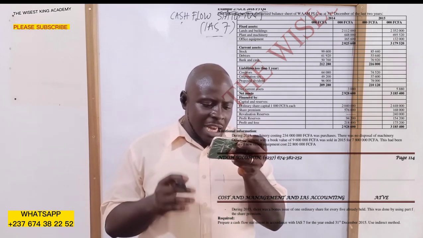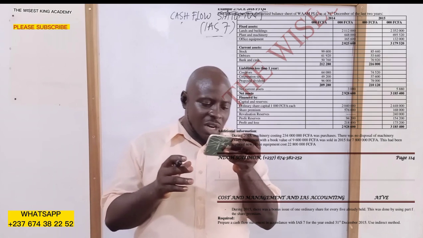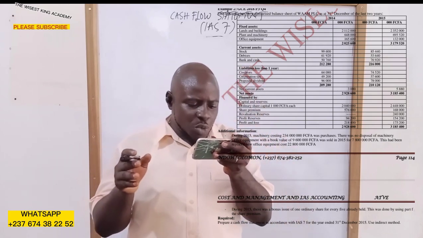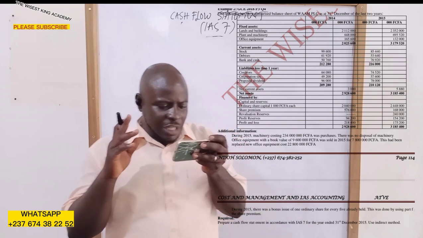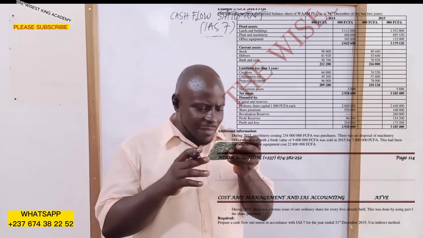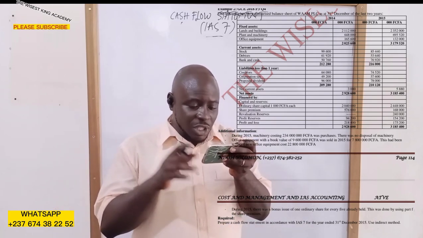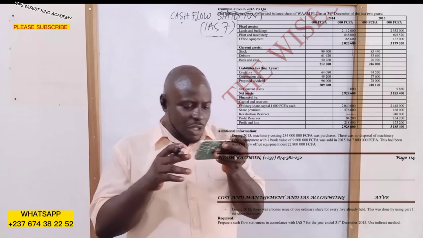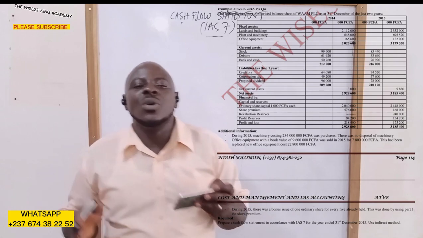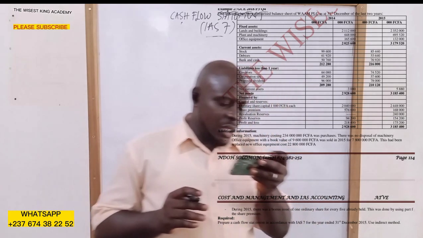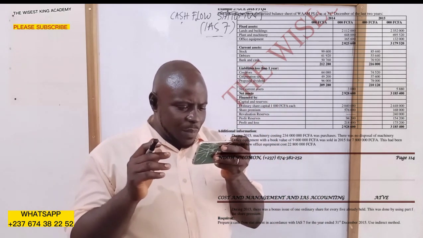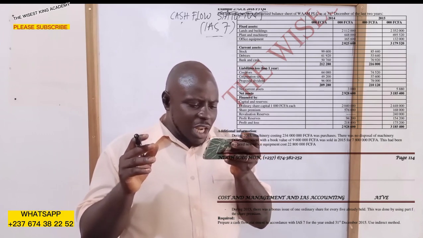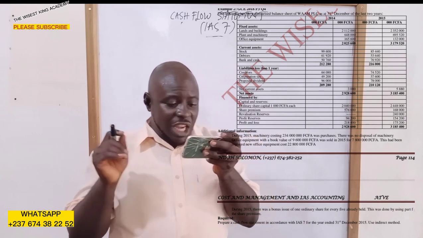Then we have liabilities less than 1 year, that's current liabilities. We have creditors, corporation tax, and proposed dividends. Now we have net current assets, which is like the working capital, which will be added to the non-current assets. We have net assets, also called the capital employed. Now, financed by, we have capital and reserves. If you look at capital, we have ordinary share capital of 1,000 francs CFA each.